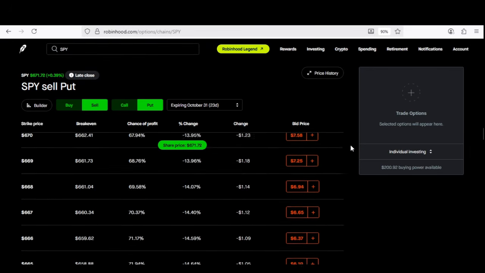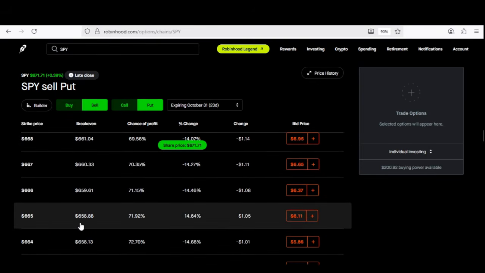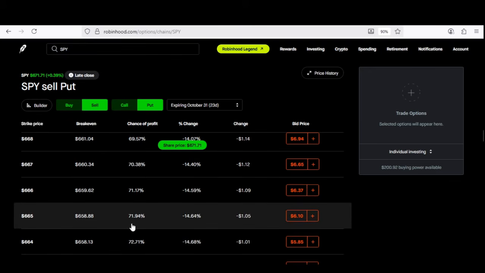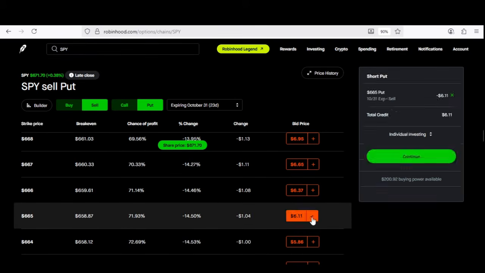The strike price I'll be going with is the $665 price, and that's going to give me a 71% chance of profit. For this option strategy, your chance of profitability is very important, and you're going to see that when we complete the option strategy. So let's go ahead, we're going to click into that.